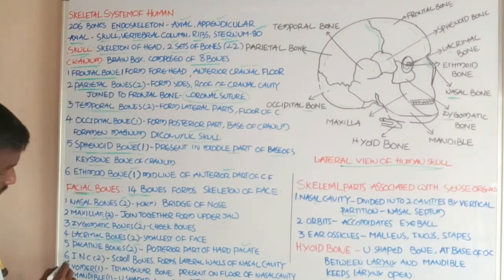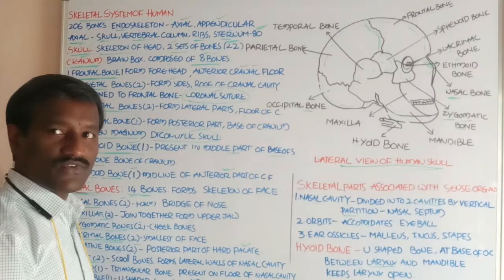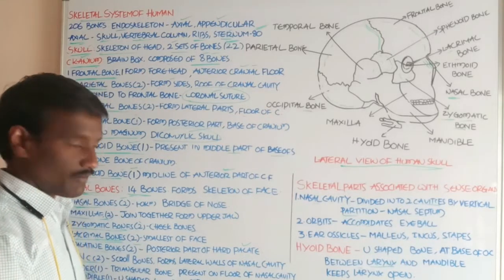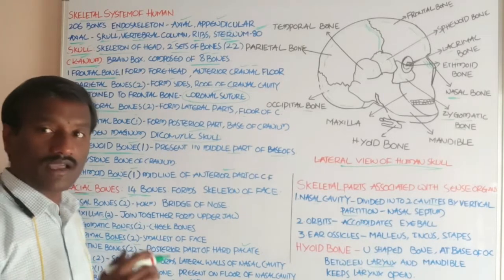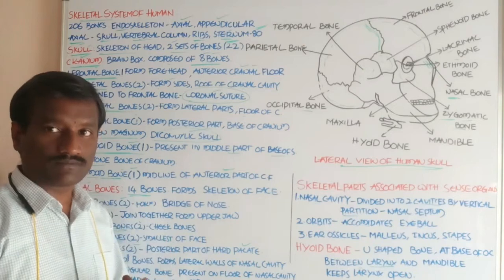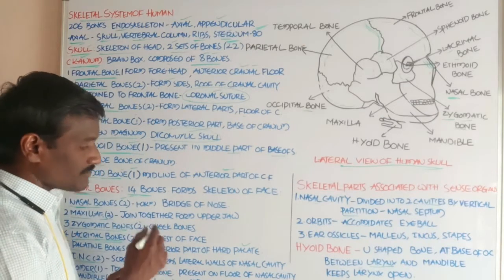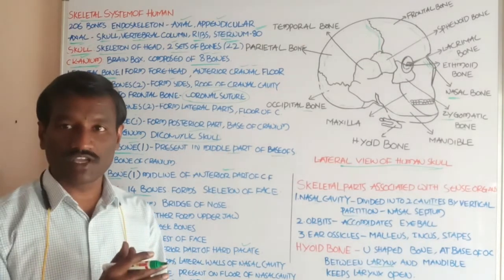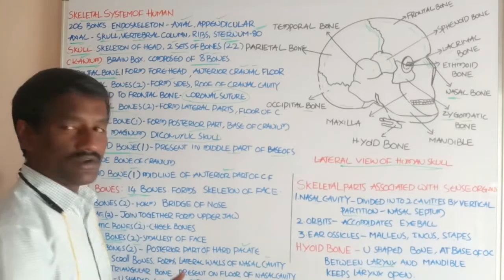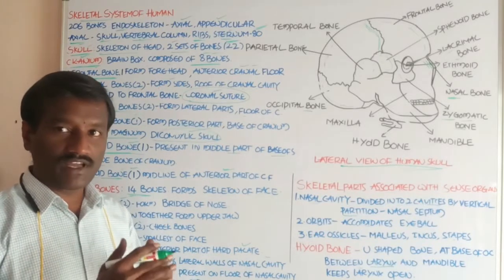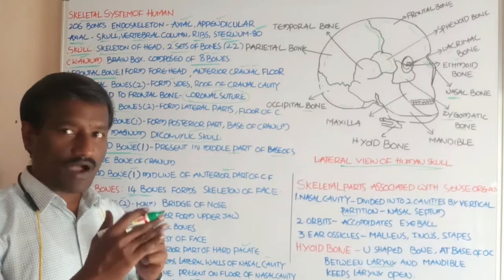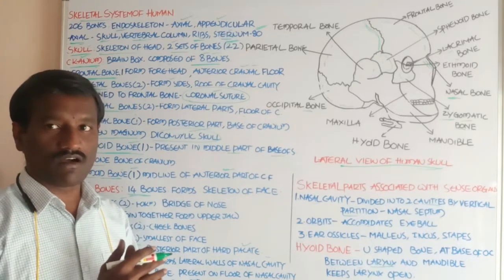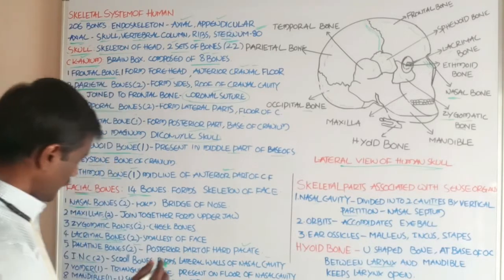Next, another one, the inferior nasal conchae, 2 in number. The inferior nasal conchae are scroll-like bones and form the lateral walls of the nasal cavity.